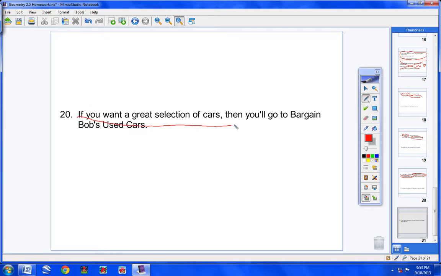We should underline the hypothesis. That's really good underline. Let's try that again. And let's circle the conclusion.